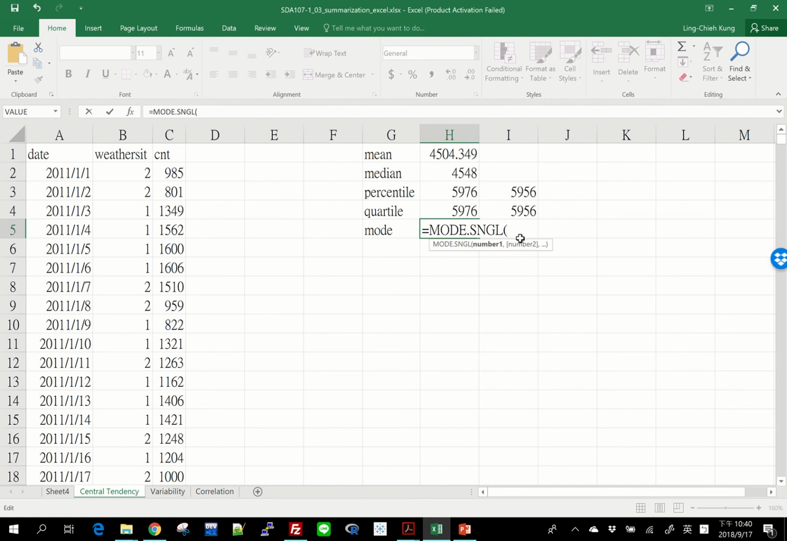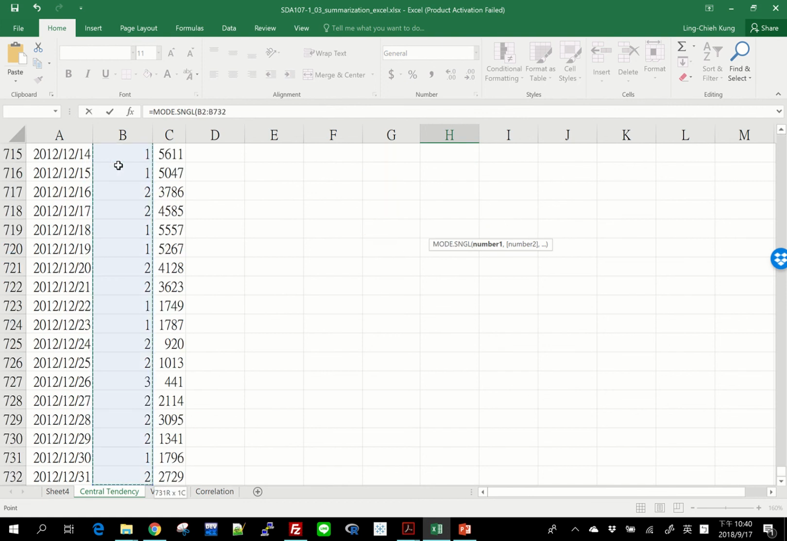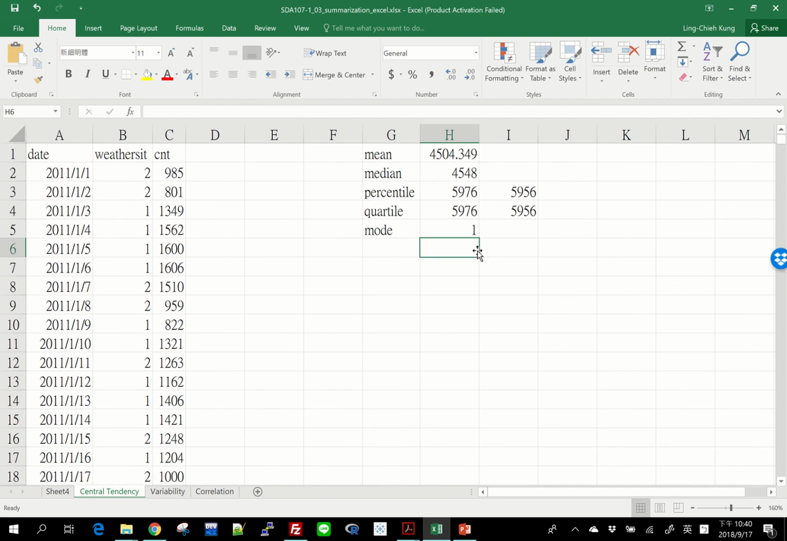What we may do is apply it to, for example, weather situations. Okay, so weather situations, and then we get 1. That means we have a mode that is 1. And that means among all these 731 days, the most frequent weather situation is the sunny day. Okay, so that's how we get those central tendencies.